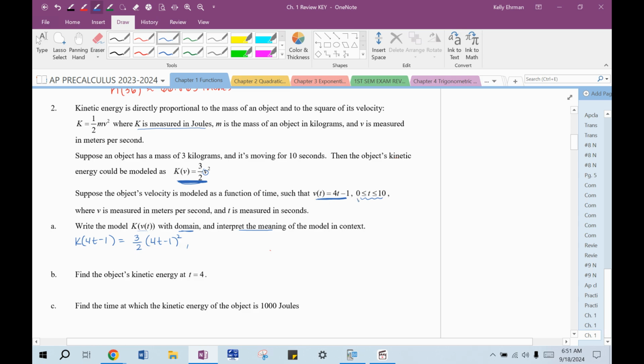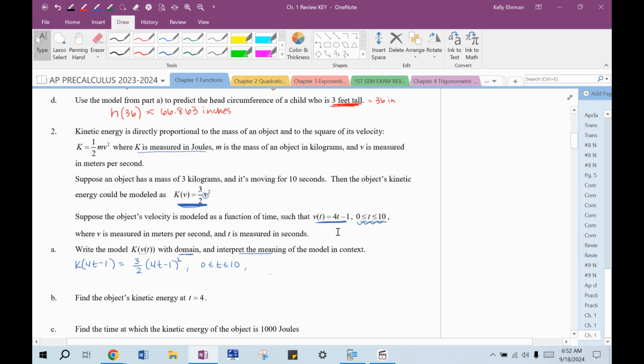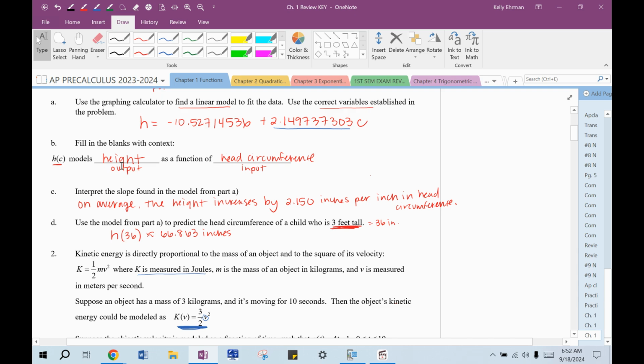With the domain is given to you. The input is lowercase t. The domain for lowercase t is between 0 and 10. And then interpret the meaning in context. So remember, you can use back here, this is basically your script for interpreting whatever a model is.